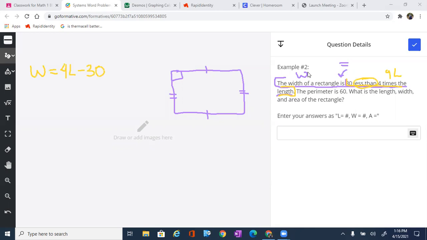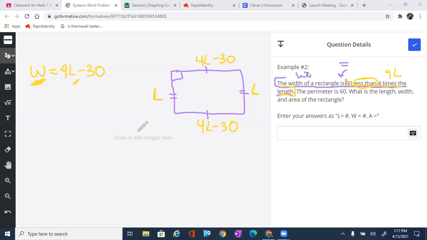Now, once we know that, I'm going to place my width on our rectangle. The width is right here. Let's call this 4L minus 30. And remember, it does not matter where you put that, so long as you recognize the opposite side has to be exactly the same because it's a rectangle. Since the width is based on the length, the other side is going to be L, the length of the rectangle.